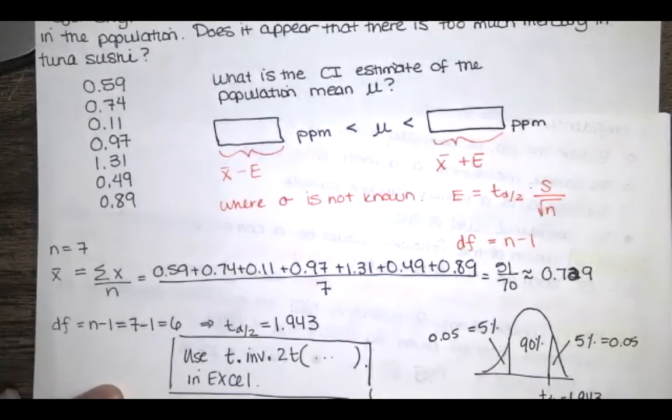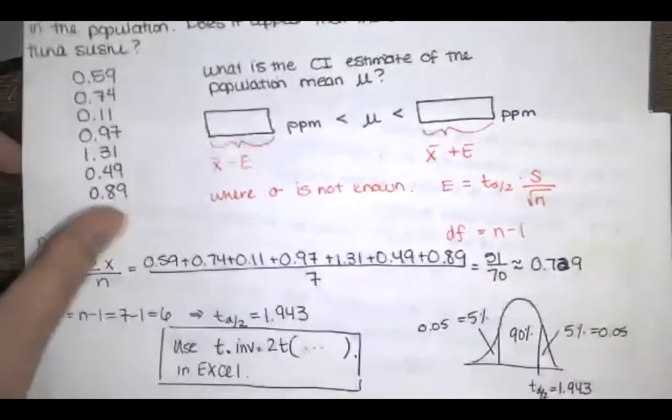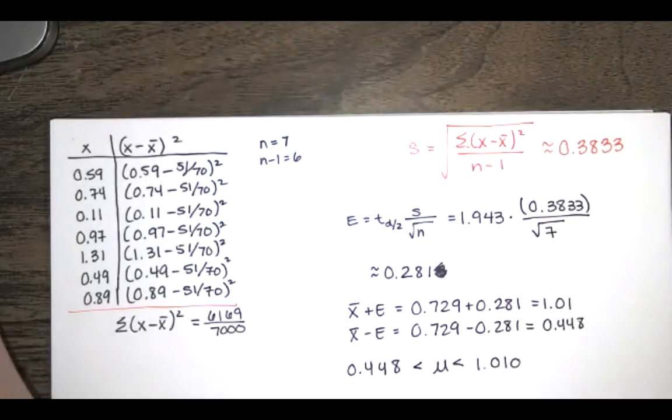In order to get this T value, it asks for two things. It asks for the probability in those two tails, which is the 10%, and then it asks for the degrees of freedom, which is 6. We got exactly the same answer using Excel that we got with our table. Okay, so now let's go back to Excel.